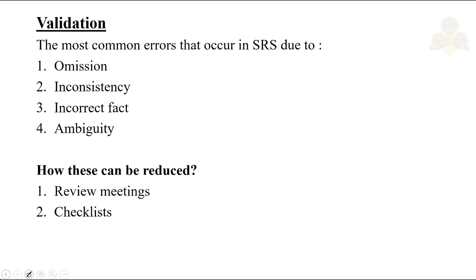What could be the basic errors that can be made while writing the SRS? One could be omission, another could be inconsistency, third could be incorrect fact, and the fourth could be ambiguity. So, what do you mean by omission? In this type of error, some user requirements are simply not included in the SRS. This directly affects the external completeness of the SRS. Omission is nothing but the requirement itself is not mentioned in the SRS. You have just skipped it.